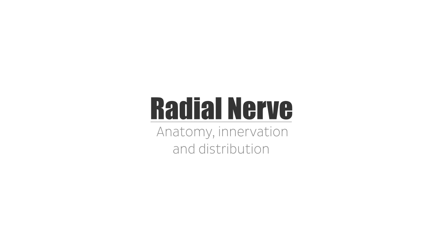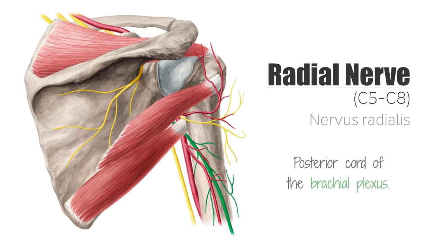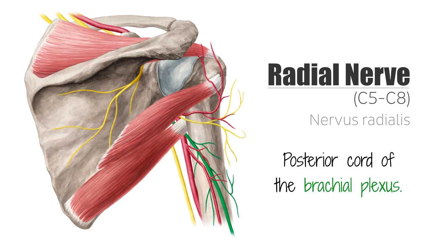And in this short tutorial, we will discuss the anatomy, innervation, and distribution of the radial nerve. The radial nerve serves as nerve supply for some muscles of the upper arm and most of the extensors of the forearm. This nerve is the direct continuation of the posterior cord of the brachial plexus.